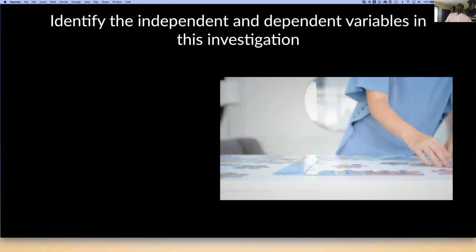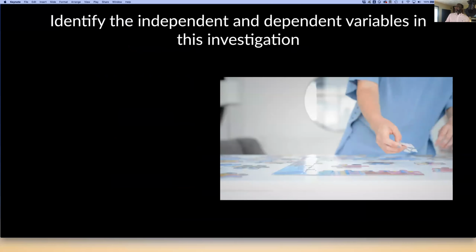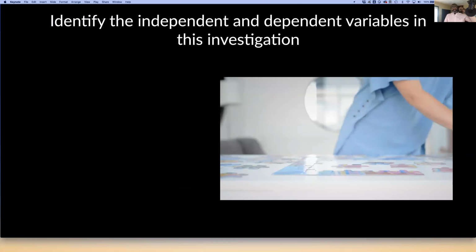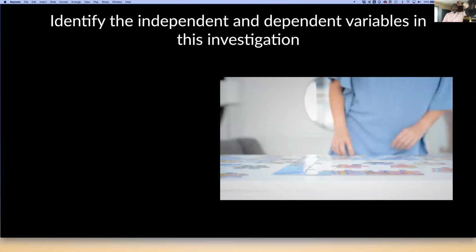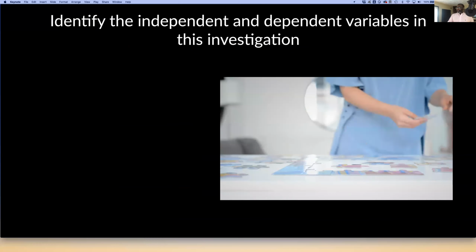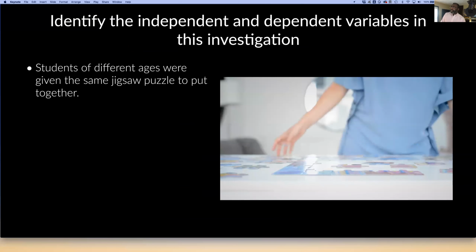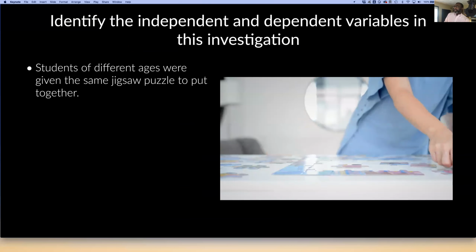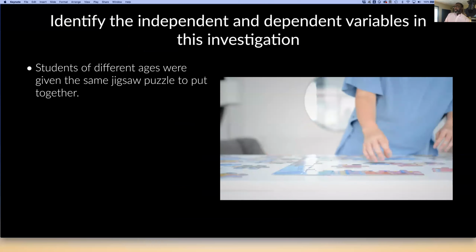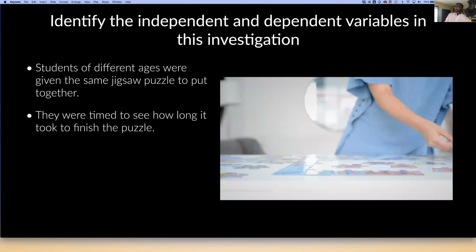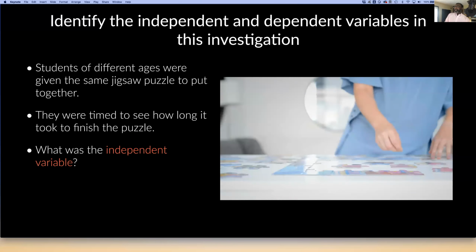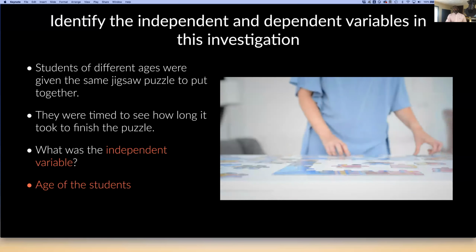Activity. So let's identify the independent variables. And the only way this is going to stick is if we practice it. So we're going to be doing a lot of practice today. All right. So students of different ages were given the same jigsaw puzzle to put together. They were timed to see how long it took to finish the puzzle. What is the independent variable?